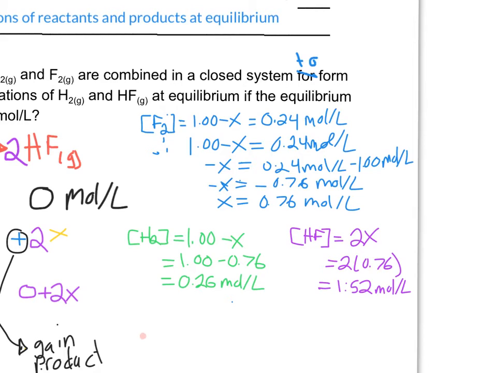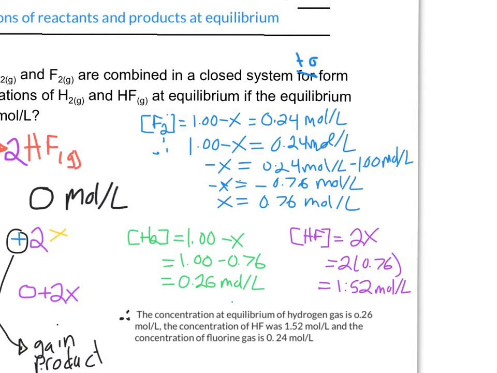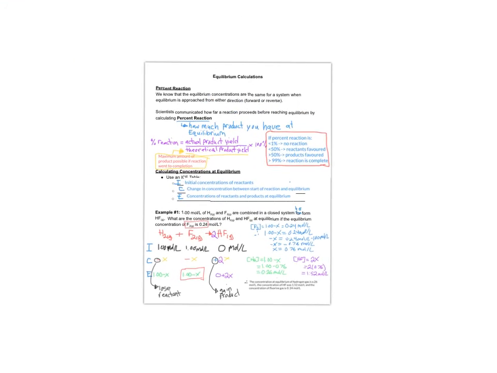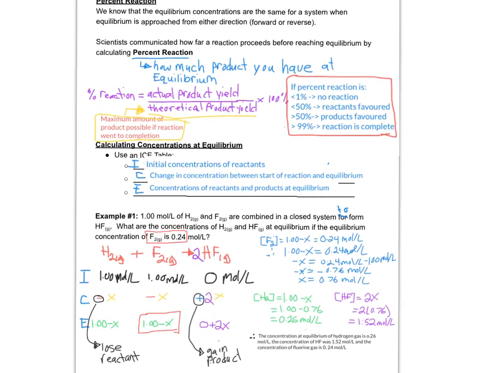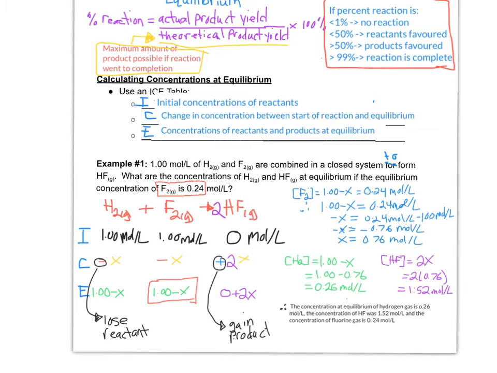So what we know is that our concentration of fluorine gas, well, we knew that already, is 0.24 mole per liter at equilibrium. The hydrogen gas concentration at equilibrium is 0.24 mole per liter, and the hydrofluoric acid concentration is 1.52 mole per liter. So you should finish that up with a therefore statement. So there's our therefore statement there. Make sure you have this whole example copied down here before you continue on into the video to look at yet another example of using these ice tables.